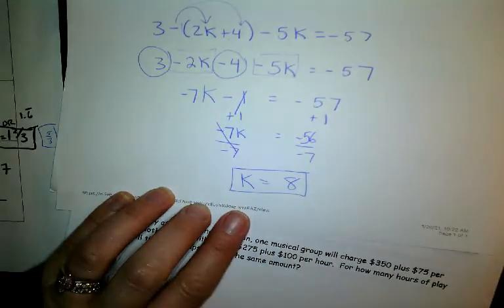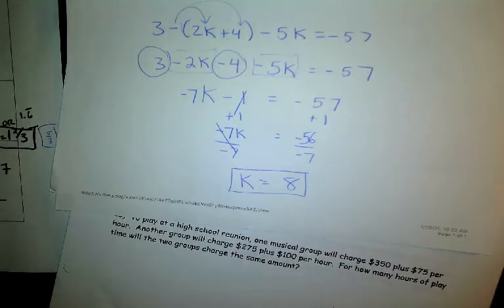And we are done. Go ahead and take the Delta Math assessment. Please take your time. Make sure that you distribute. Then combine like terms, solve your two-step, go slow and careful, and I know you're going to do really great.